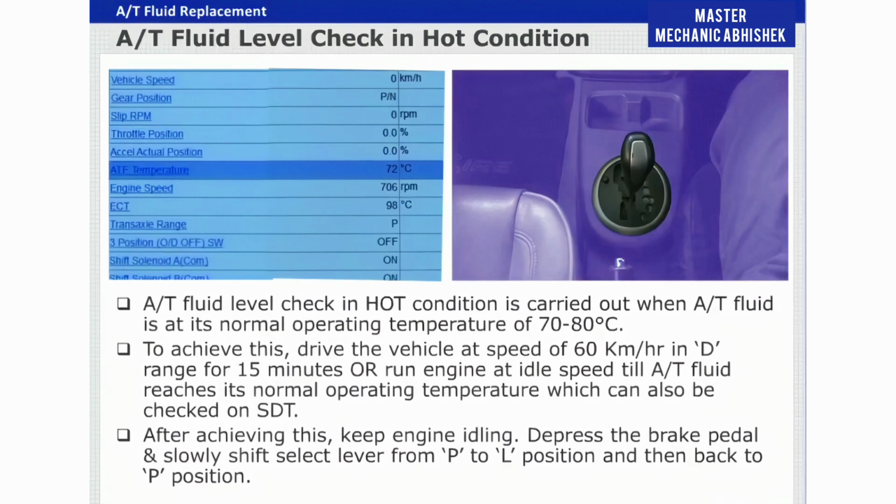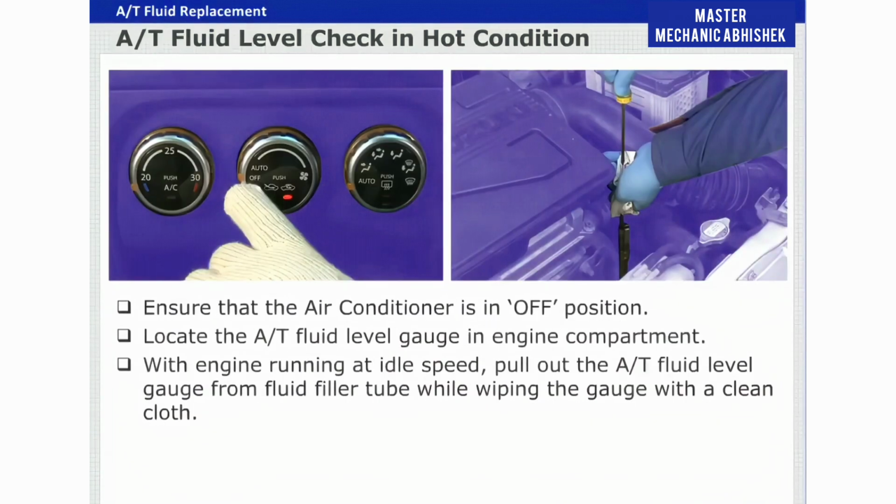To achieve this, drive the vehicle at speed of 60 km per hour in D range for 15 minutes or run engine at idle speed till AT fluid reaches its normal operating temperature, which can also be checked on SDT. After achieving this, keep engine idling. Depress the brake pedal and slowly shift select lever from P to L position and then back to P position. Ensure that the air conditioner is in off position.